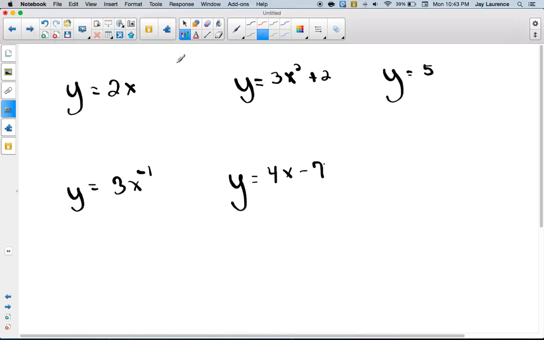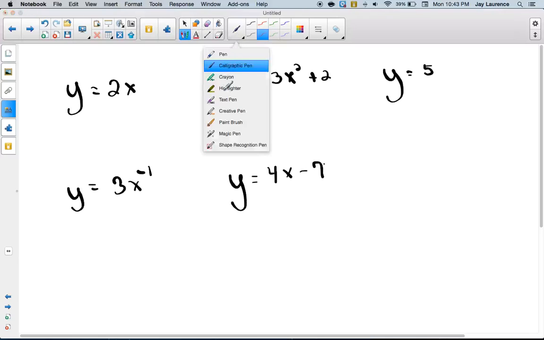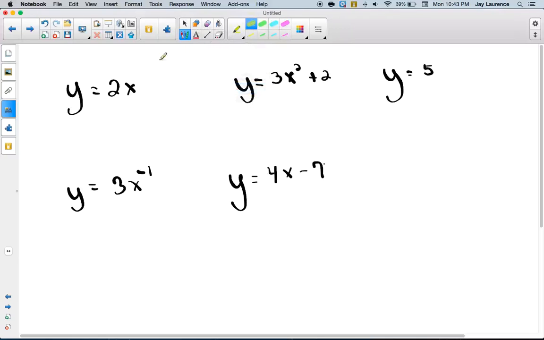Okay, now here's equations. Now some of these are linear and some of them are not. And I'll tell you what I'm going to do. I'm going to highlight the ones that are linear. I've got this one is linear, and this one is linear, and this one is linear.